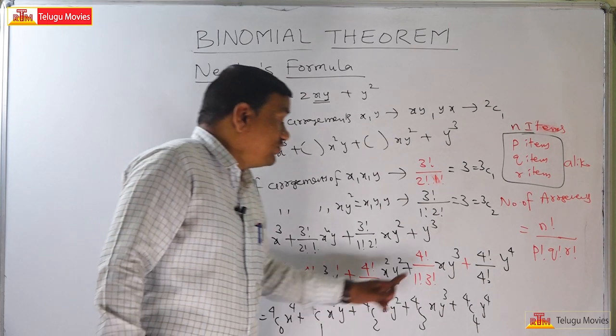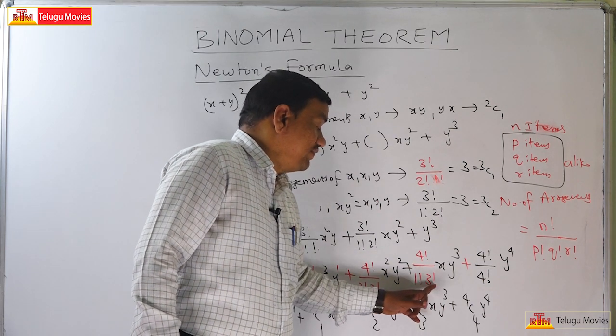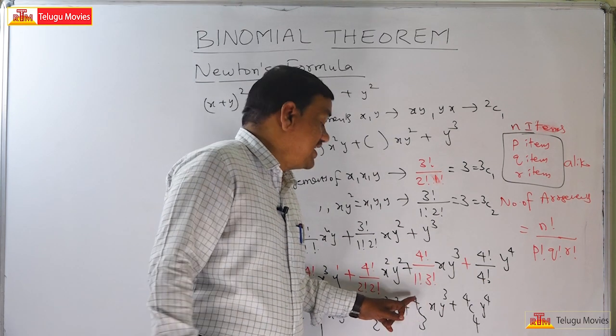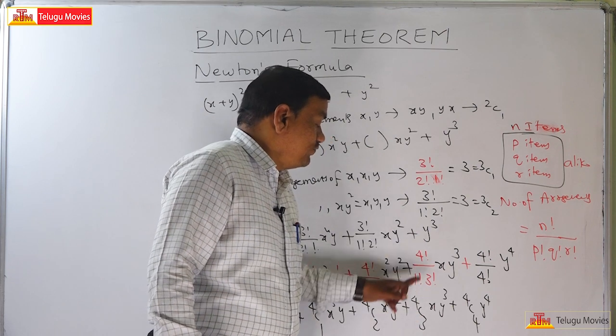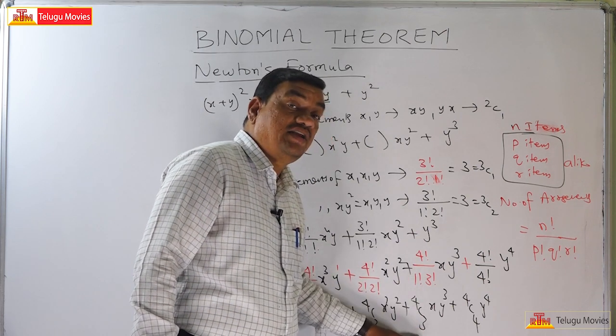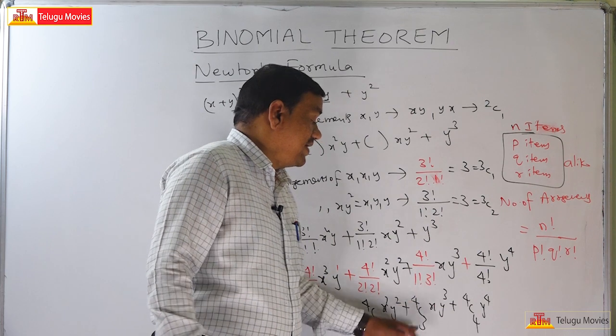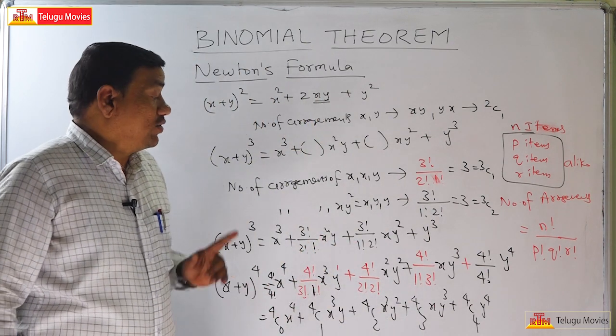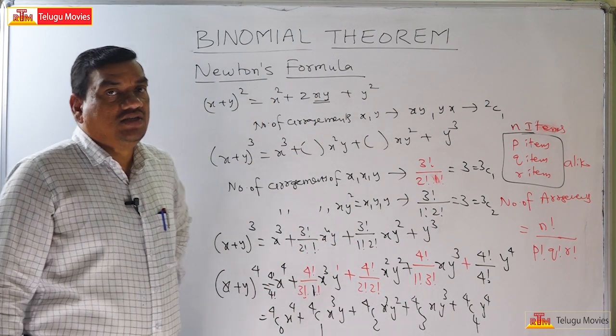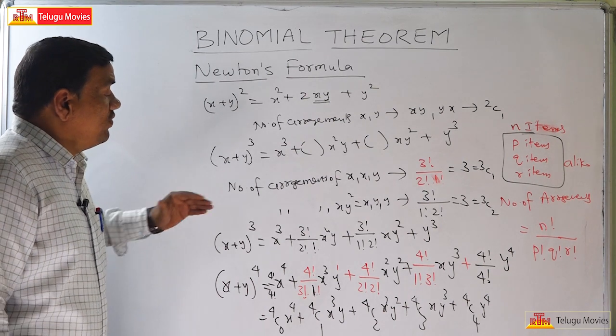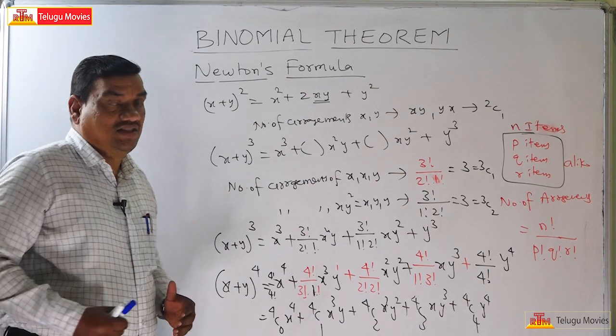Understand? This 4 factorial by 1 factorial into 3 factorial, in notation, we write as 4C3. That means 4 factorial by (4 minus 3) factorial into 3 factorial. 4 minus 3 is 1, so 1 factorial into 3 factorial. Understand this? Okay now? Right. So we will continue, now we will generalize this.